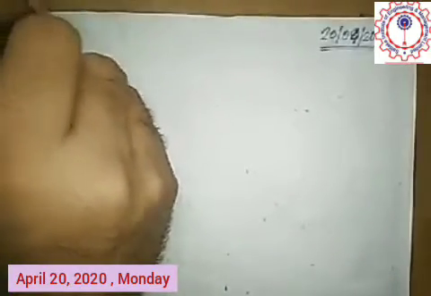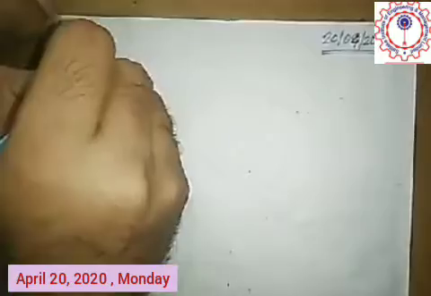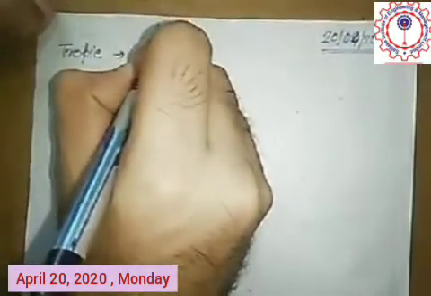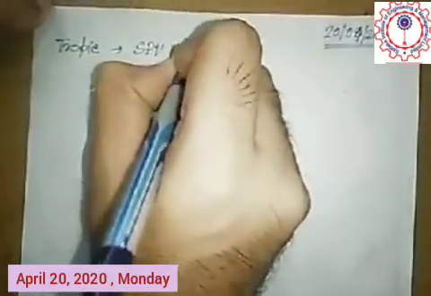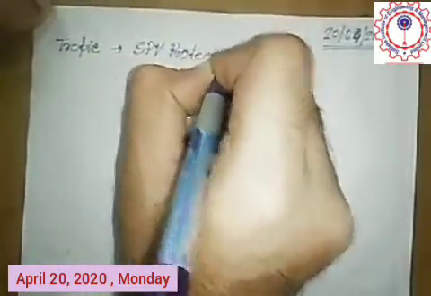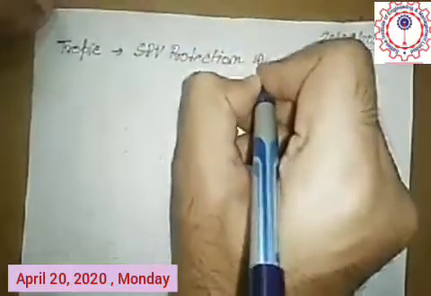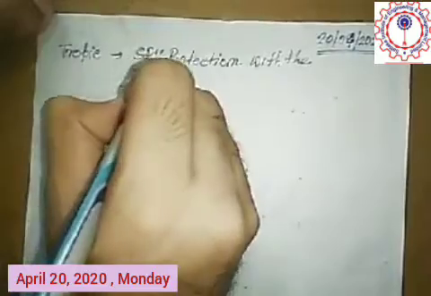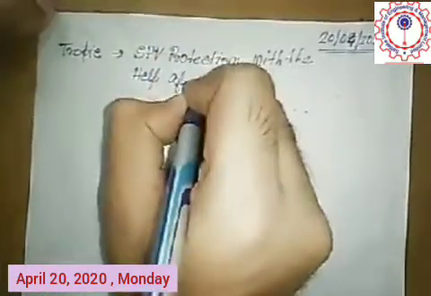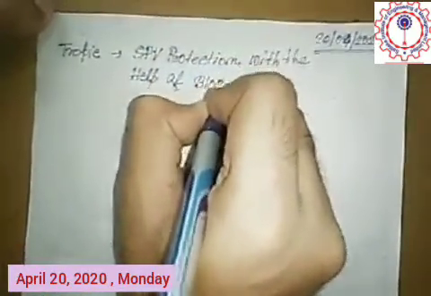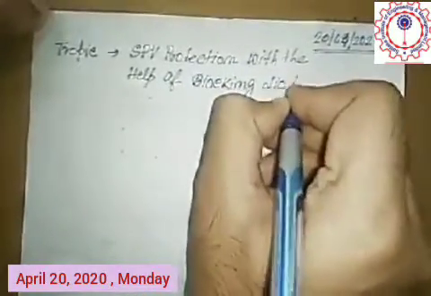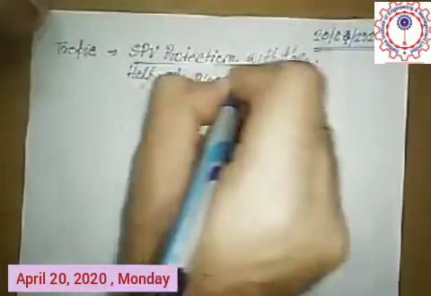Today's topic: SPV protection with the help of a blocking diode. This is the main thing, the blocking diode.